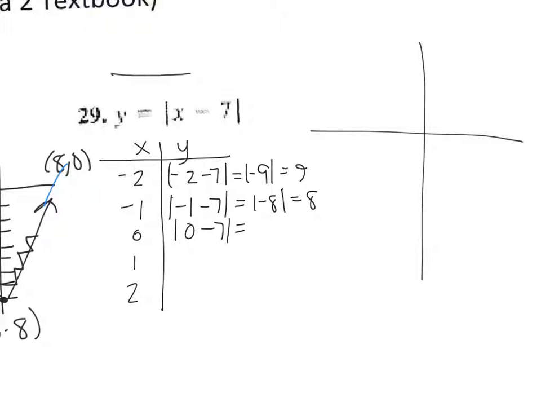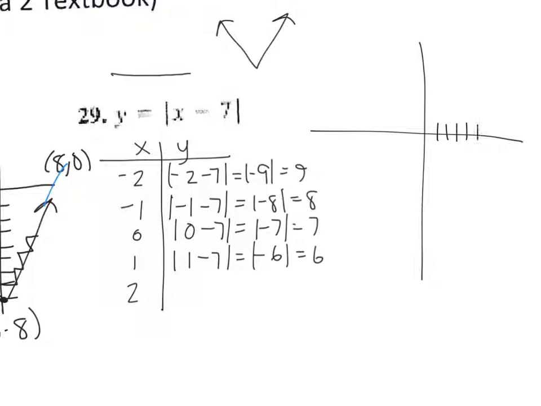0 minus 7 is -7, the absolute value of -7 is 7. 1 minus 7 is -6. Absolute value of that is 6. Okay, you could tell the other one had a pattern, kind of like a parabola where these repeat. What's going to happen with this one is that it's going to be a V that opens up because this number is positive right here, but it is shifted to the right 7 units. So I'm going to shift over 1, 2, 3, 4, 5, 6, 7. Right here.